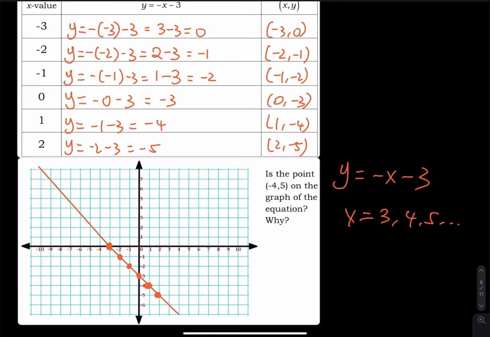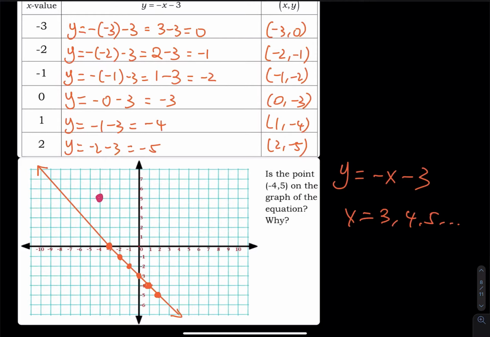Make sure your line is straight, and then you finish that with an arrow. That means this equation has infinitely many solutions. And then I have an extra question right here. So I have another point. That point is negative 4 comma 5. So negative 4 comma 5 is right here.